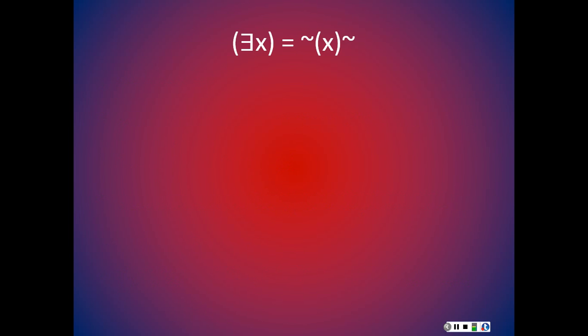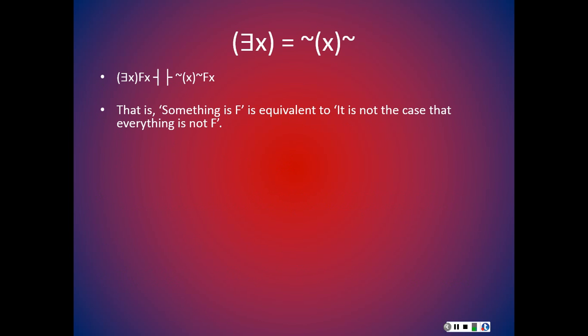So I also want to point out that the existential quantifier is equivalent to the negation of the universal quantifier followed by a negation sign. So, for example, this sequent up here at the top of the slide is valid, and what it says is that something is F is equivalent to it is not the case that everything is not F. I think a little bit of reflection shows that it is apparent that this equivalence does in fact hold, but in your homework you will have the opportunity to prove that it holds.